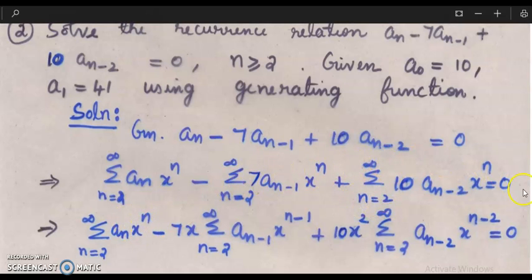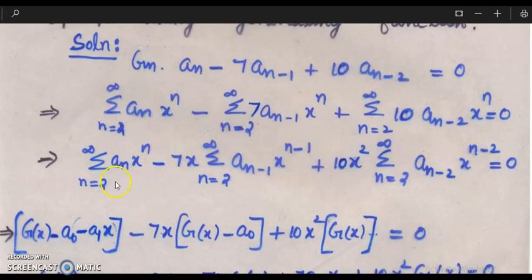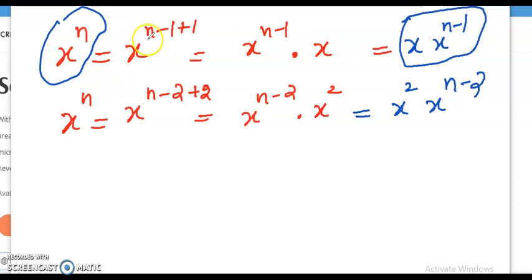Now next step, we are going to make some alternative arrangement so that you can substitute g of x here. First term, there is no change. Second term, you can split this: x power n can be written in terms of x power n minus 1. So add and subtract 1, and combining the terms, x power n minus 1 into x power 1, you get x into x raised to n minus 1.